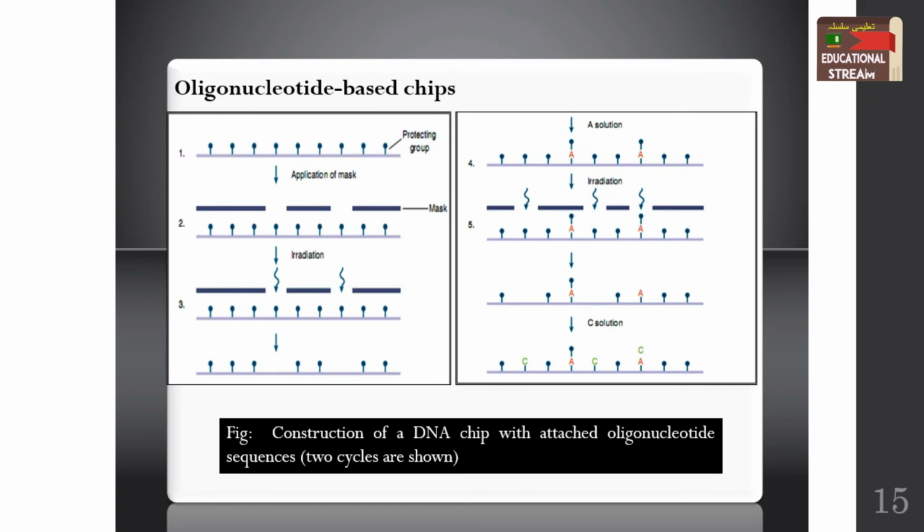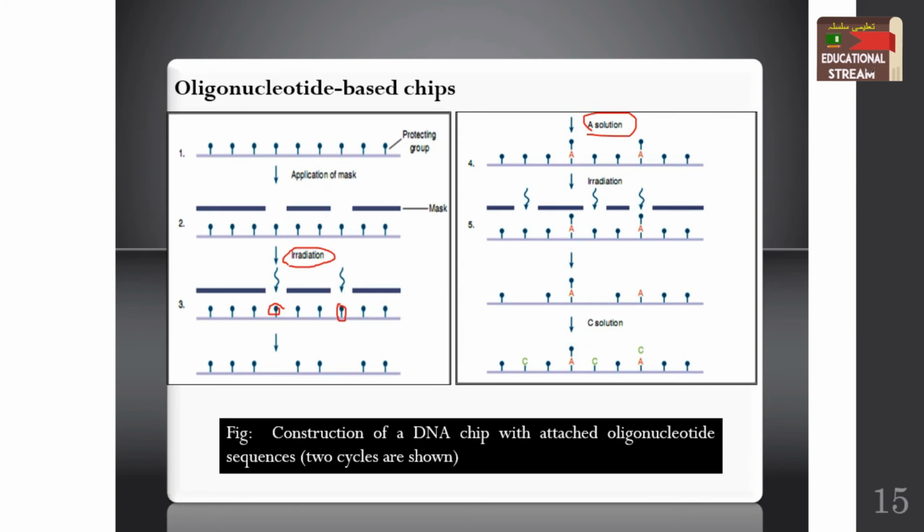Here is the construction of a DNA chip which is attached to oligonucleotide sequences, and here two cycles are shown. In this case, these are the protecting groups which are provided on the chip. This is the glass plate or glass slide or chip onto which these protecting groups are attached. We will mask the protecting groups at the positions in which we do not want to add the nucleotide. Then we will provide certain radiation which will cause the removal of the unmasked groups. Then we will add the solution of adenine, and the adenine will be added over here along with the protecting group.